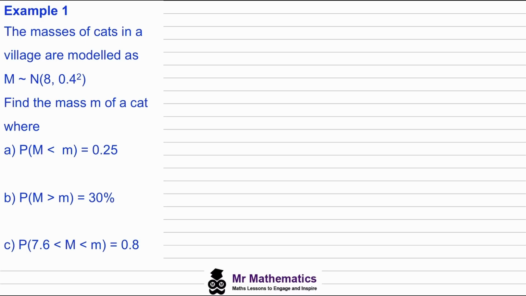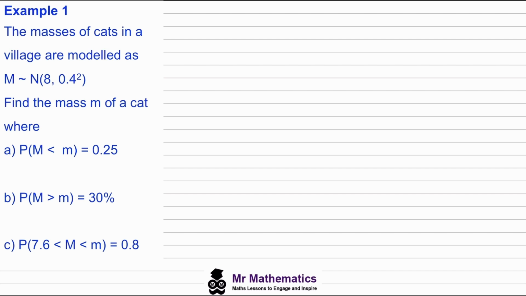So in example 1, we're told that the masses of cats in a village are modelled as m being distributed normally with a mean of 8 and a variance of 0.4 squared. We've been asked to work out the mass m of a cat where the probability of a random variable being less than the observed value is equal to 0.25.